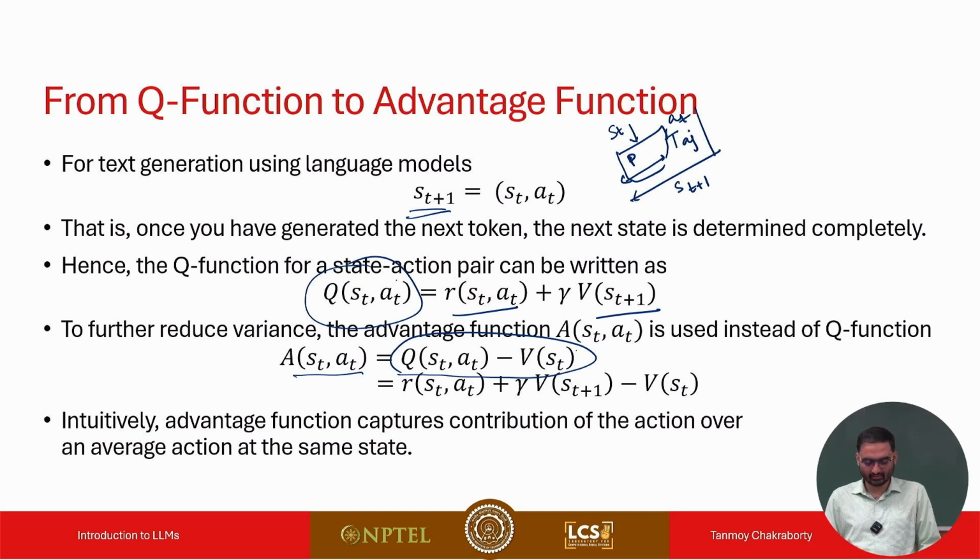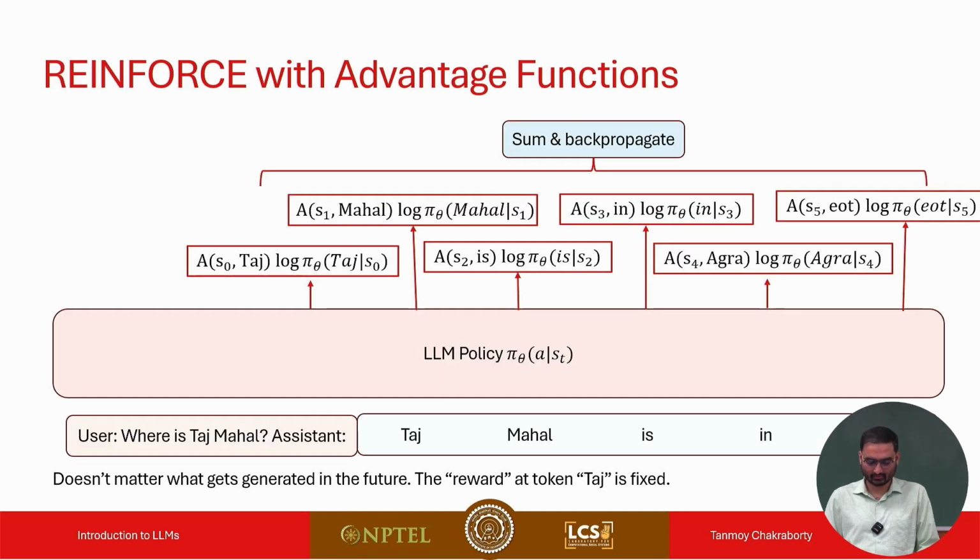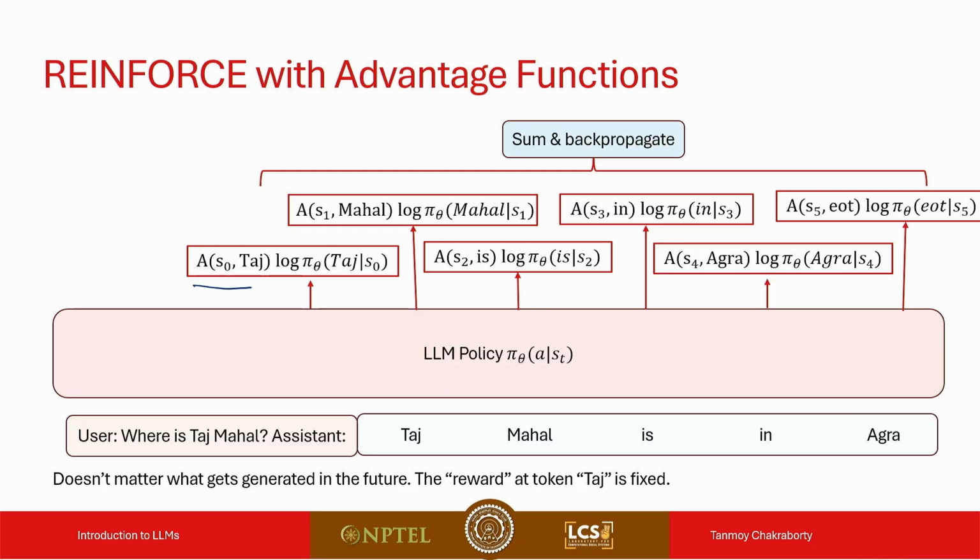So once this advantage function is calculated, now you replace this part, which was earlier a Q function, and before that it was reward. Now this is the advantage function. You replace all these rewards by the advantage function, and then the remaining part is the same process. So now this is called REINFORCE with advantage function.